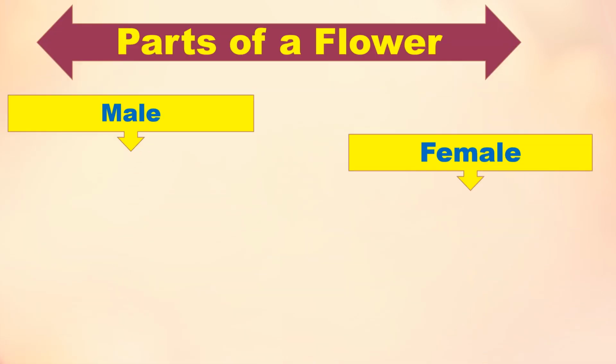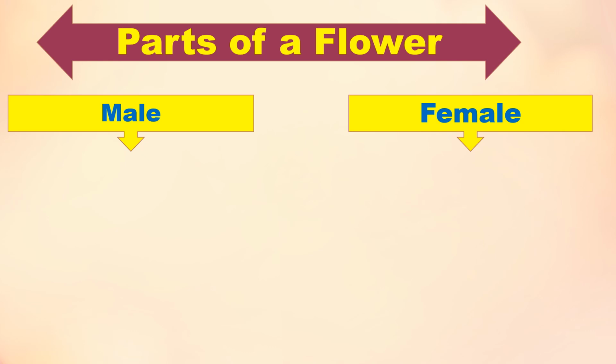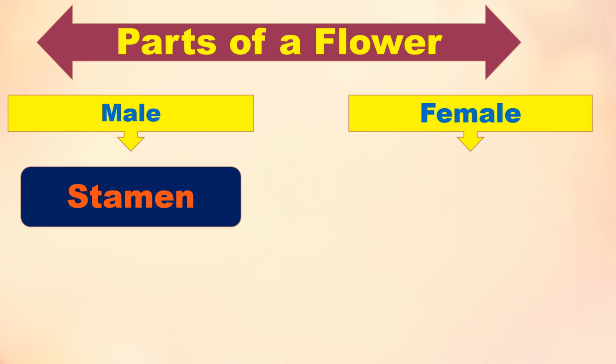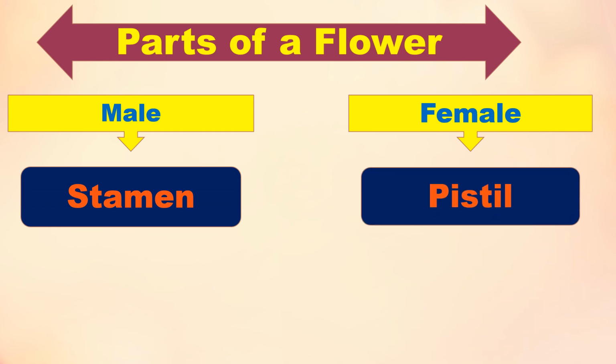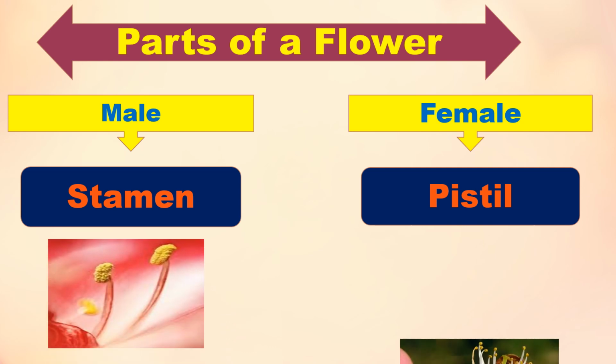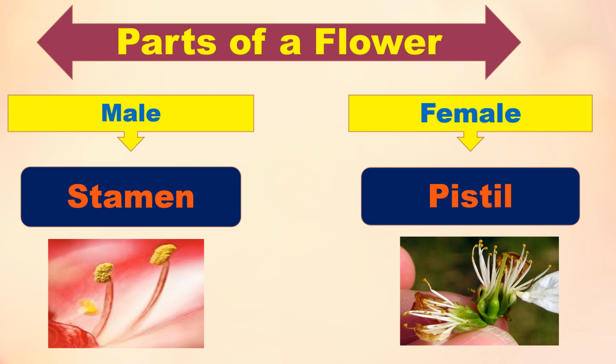Parts of a flower are classified into two categories, male and female. The male part of a flower is called stamen and the female part of a flower is called pistil. This is a stamen and then this is a pistil. Let's see what is the male reproductive part of a flower and what is the female reproductive part of a flower.